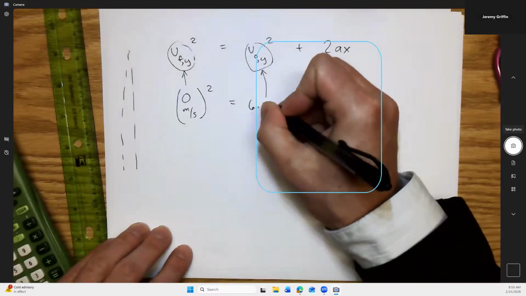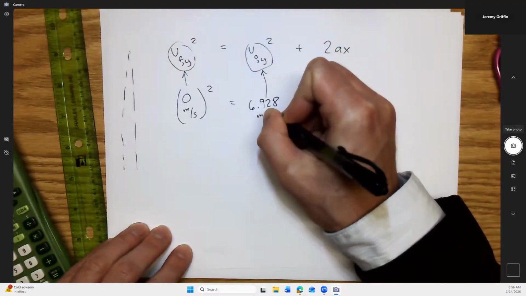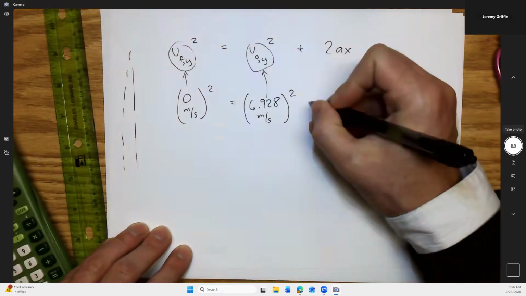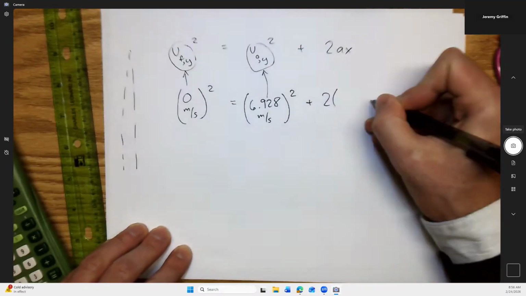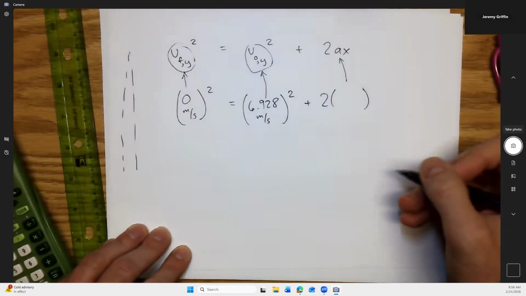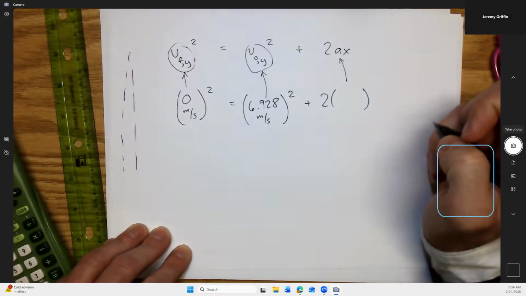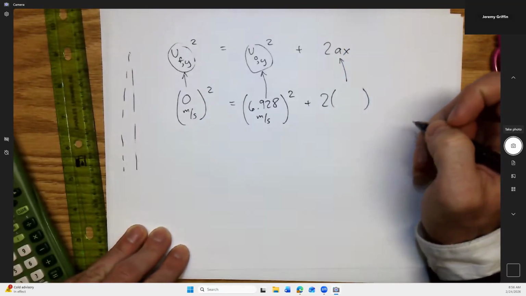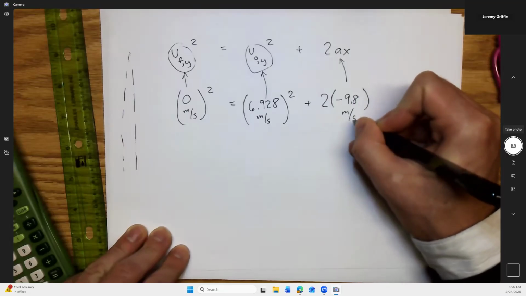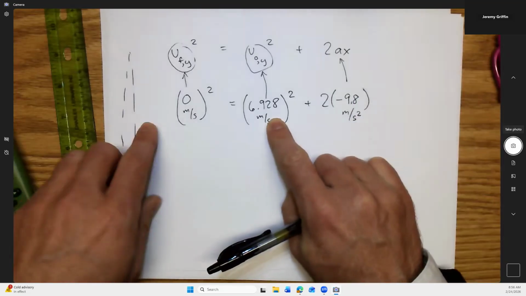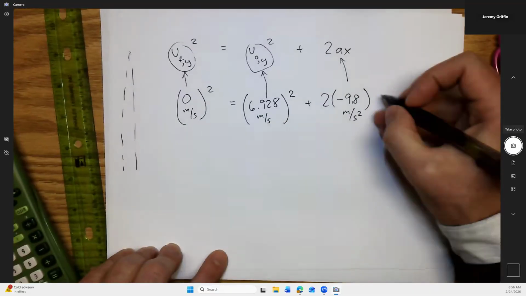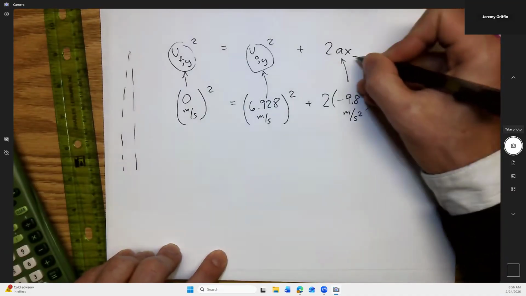6.928. That's meters per second. Now that's got to be squared. Don't forget that when using this method. Plus 2 times. What should I plug in for acceleration? You guys like 9.8? Do I want to do positive or negative? Yeah, let's definitely go negative. 9.8 meters per second squared. Because here, you're throwing something up and gravity's pulling down. So keep that in mind. Different directions. And what does this x represent?